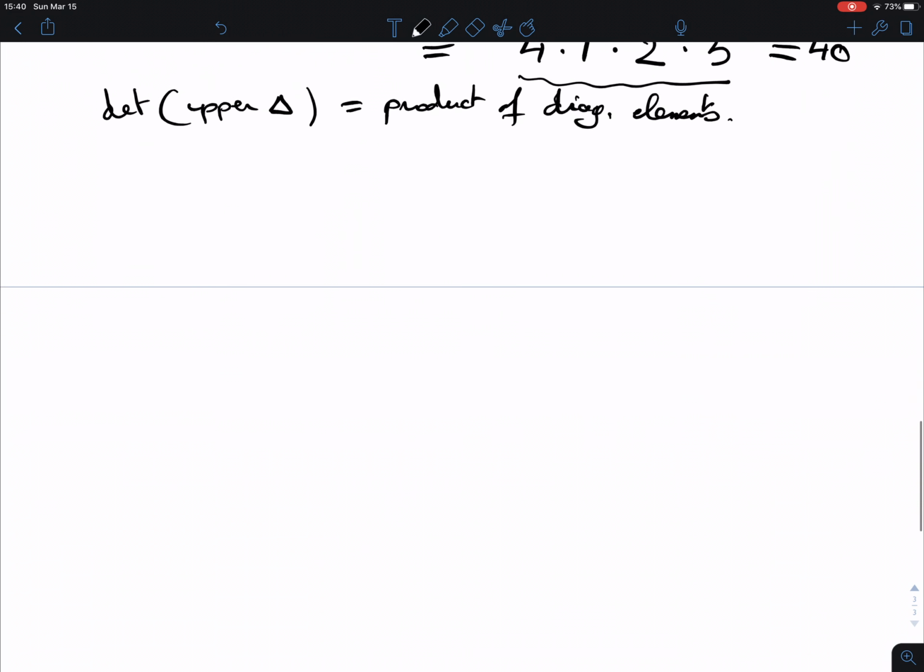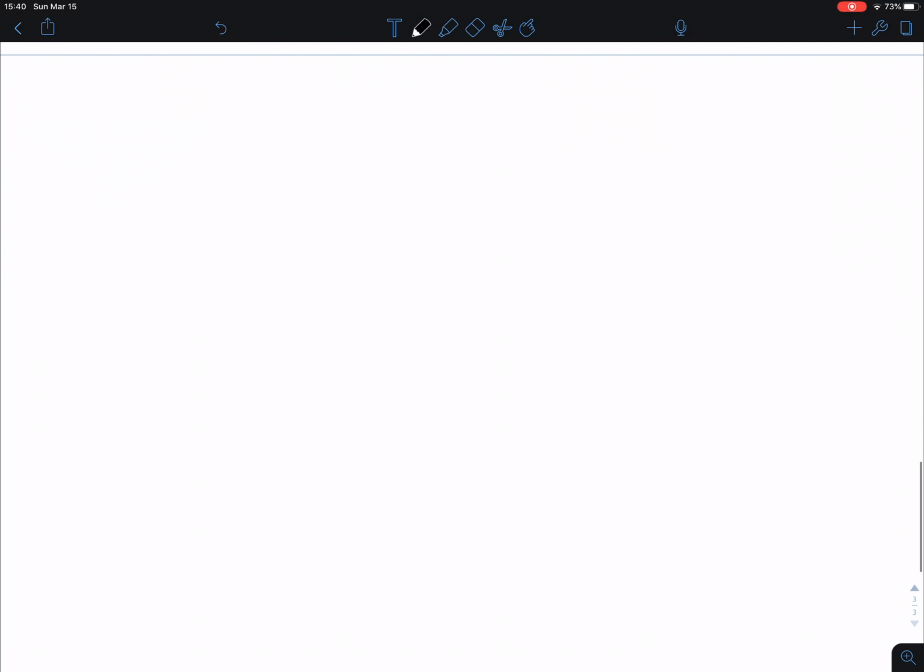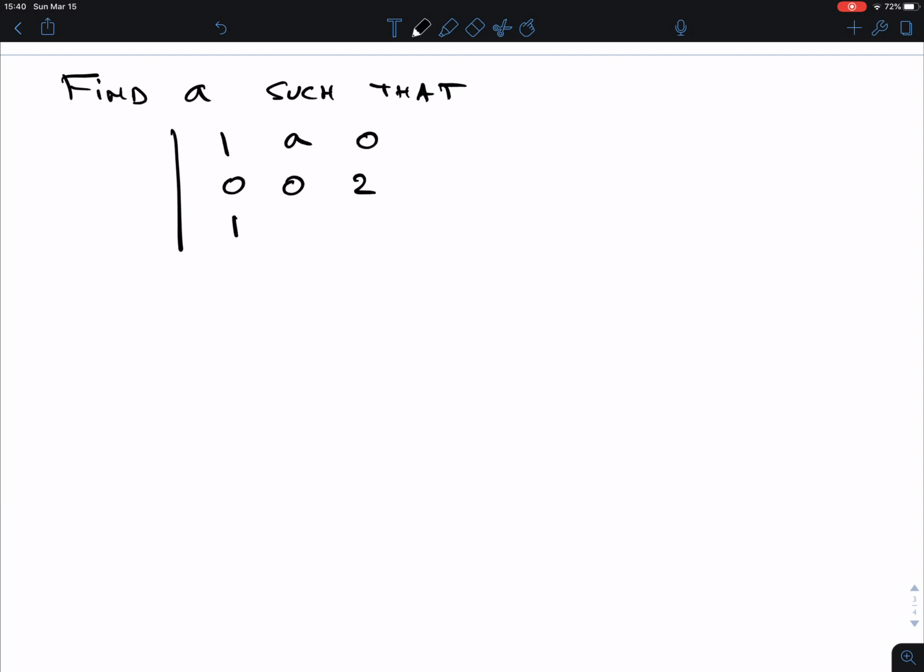Okay? One more homework problem that you're going to run into is the following question. Find A such that the determinant of the matrix 1, A, 0, 0, 0, 2, 1, 1, A is equal to 0. Okay, let's see whether we can figure this out. So now the question is a bit different. It says find A, so A is going to be a number such that this becomes 0. Well, let's write down the formula for this.